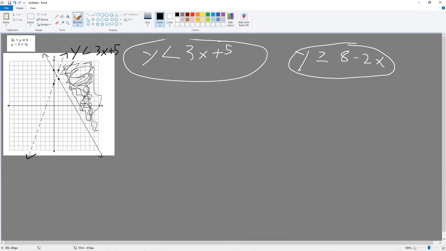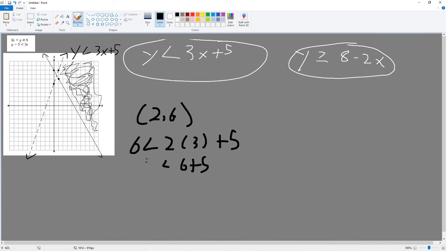So how do I know if this is true? Let's pick a coordinate, right? Let's do a coordinate like 2, 3, 4, 5, 6, 2 comma 6. All right, at 2 comma 6, let's see. Is 6 less than 2 times 3 plus 5? Yes, because 6 plus 5 is greater than 6. 11 is greater than 6, right?